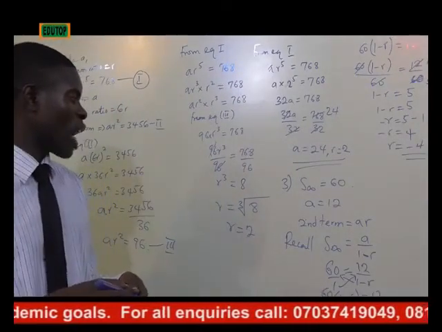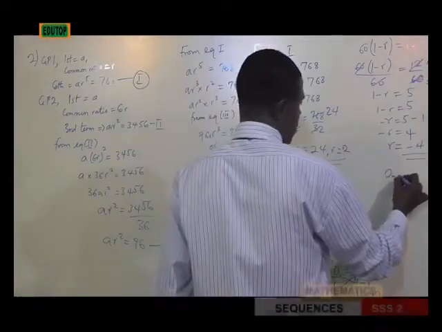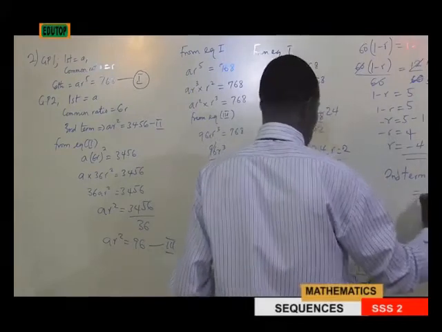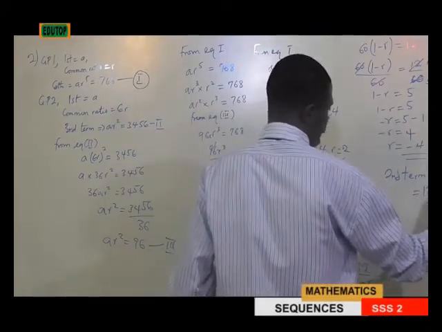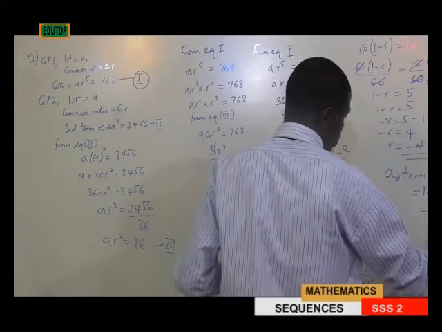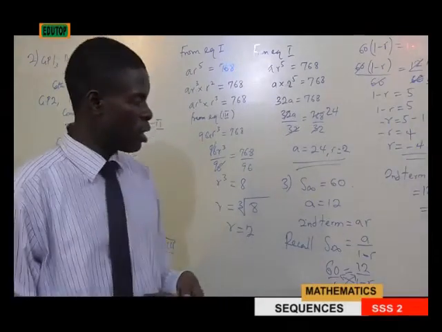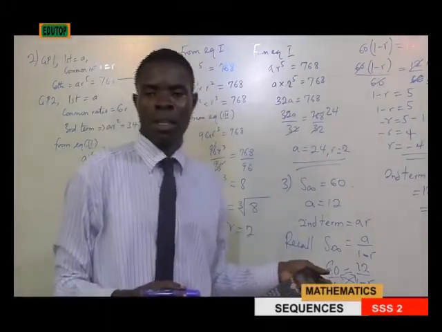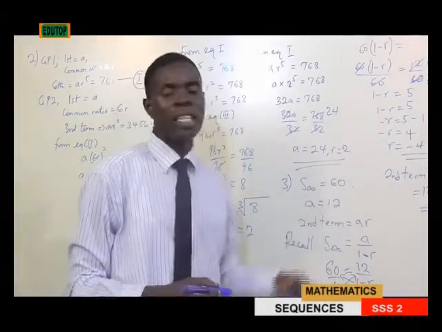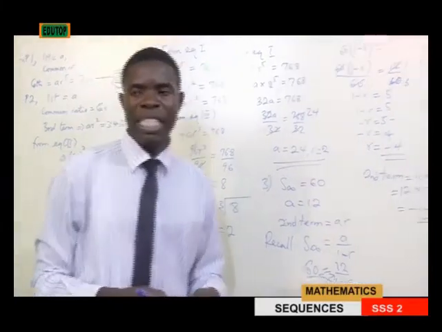And since the question asks us to determine the second term, our second term, which is AR, will now equal the first term, which is 12, times the R, which is minus 4. And this gives us minus 48. So this is the answer to the third question, which asks us to find the second term, and our second term is minus 48.